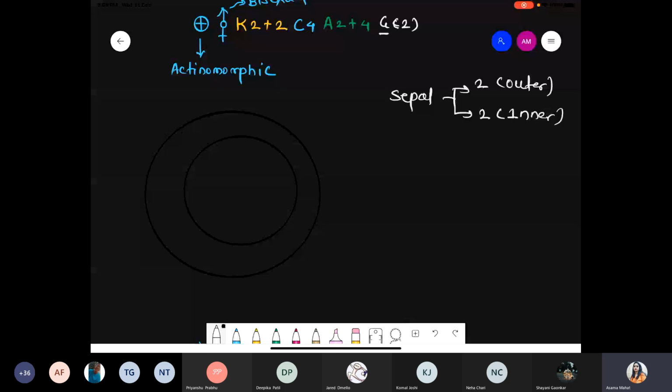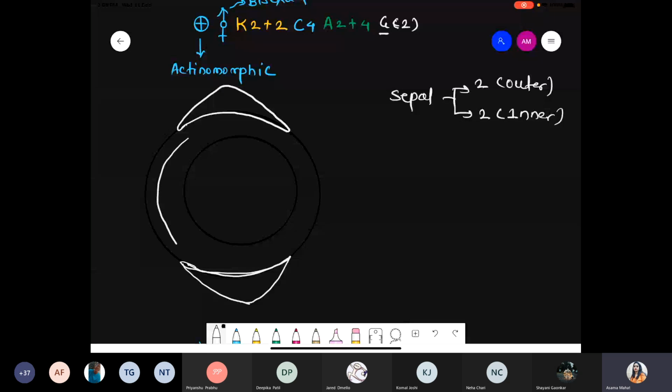So just quickly we draw 2 outer and 2 inner. These are the 2 which are located toward the outer side. And now we draw 2 toward the inner. Exactly. So this outermost layer is represented by calyx, K for the calyx, the sepals arranged 2 plus 2, 2 present toward the outer side and 2 present toward the inner side.